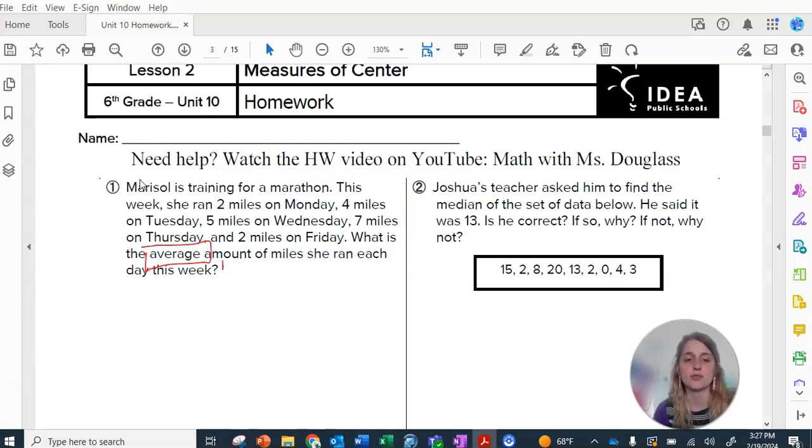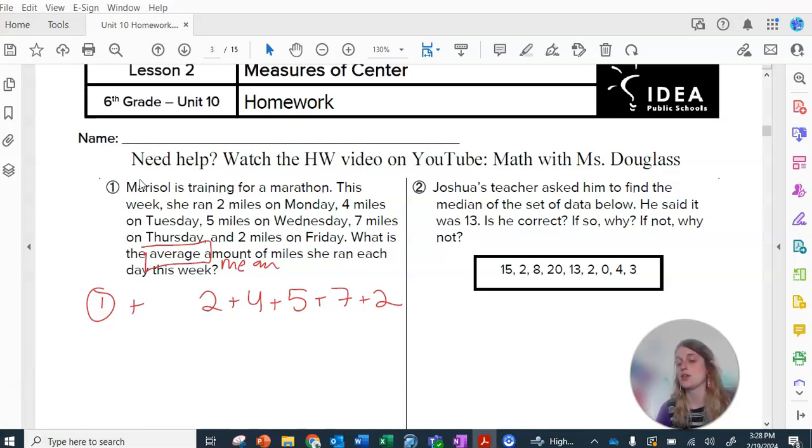Average is a synonym for mean. So remember, when we're finding the mean, it's like when we tried to make all the blocks fair in class today, so we have to get a balance between all of them. And the way we do that is step 1, we add them all up. Let's see, 2 plus 4 plus 5 plus 7 plus 2. That's Monday through Friday. That should be 5 numbers. Yep, good. So you add it all up and you get your answer.